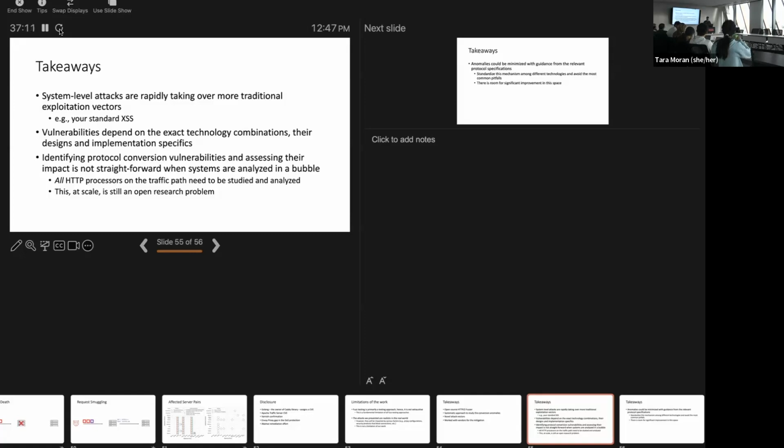when you're analyzing systems in a bubble. We made a first attempt to make this more systematic. We created a tool, but there's definitely more things you can do here, and probably more things you need to do here to make this more exhaustive and have better coverage. So doing this at scale is still an open research problem, right?